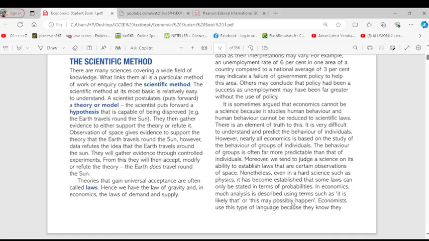Scientific method. So science is just about gathering information, gathering evidence that they have to support or oppose. That is scientific method. So observation of space gives evidence to support the theory that the Earth travels around the Sun. However, data refutes the idea that the Earth travels around the Sun. They will gather evidence through controlled experiments. From this, they will then accept, modify, or refute the theory.